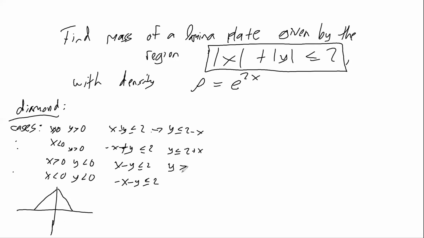And then it becomes a little clearer what's going on. Okay, so we have to integrate over this diamond. And the trick you have to do is, well, okay, you can do it two ways.